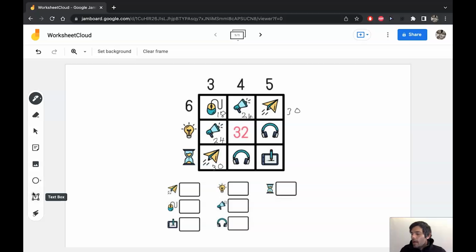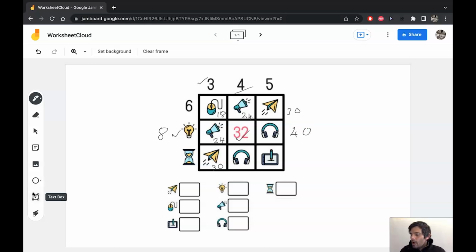So now I know that the light bulb times 3 is going to give me 24. So it's 8 times 3 is going to give me 24. I can check 8 times 4, it gives me 32. So that's a little check for me. And then 8 times 5 is going to give me 40 for the headphones.